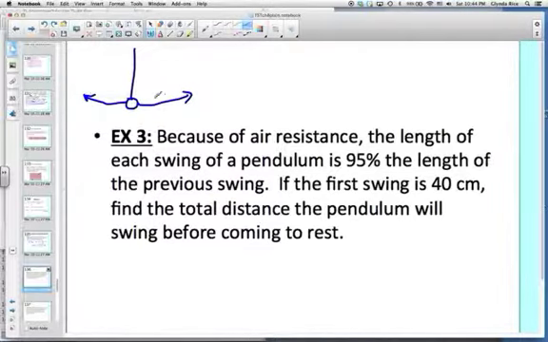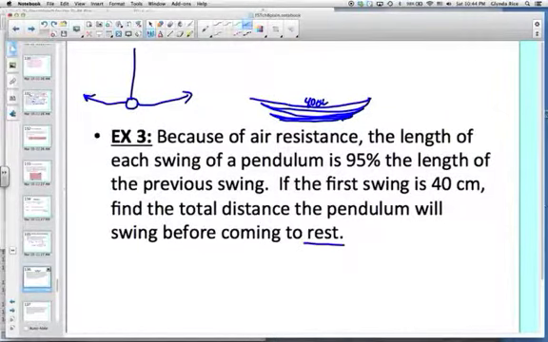But for us, it does hit some resistance, and so it's going to swing the first time 40 centimeters. Then when it comes back, it's only 95% of that. Then 95% of that, then 95% of that, then 95% of that. Actually, these lines should be right on top of each other, but you'd never see them, so I'm just drawing them lower. And there you go. So, before coming to rest, so infinity.